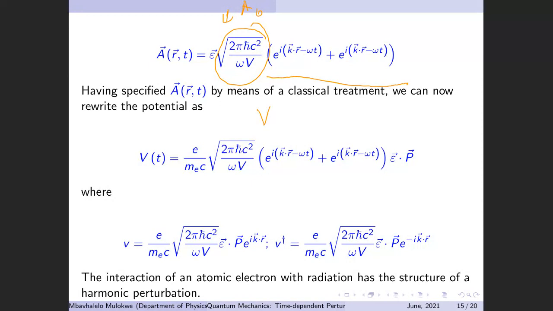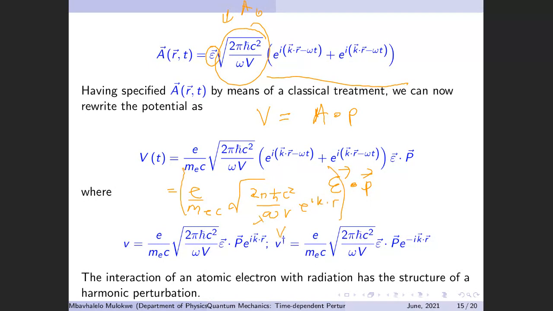And then remember that V, once I did that minimal substitution, I ended up with V given by A dot P. You already have the expression for A, so you just plug everything in. The thing that's a vector there will be epsilon dot P. And now you can see that if you write everything, this gives you e times e C square root 2 pi h bar C squared over omega V e to the i K dot R. From the previous slide, I call this thing V.